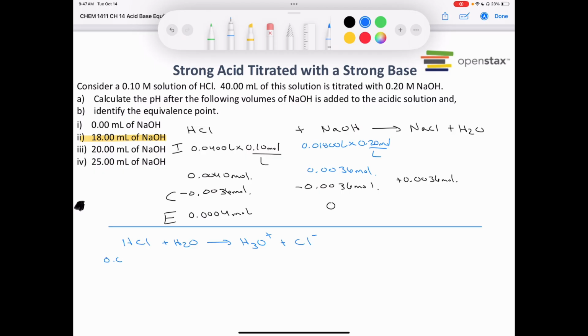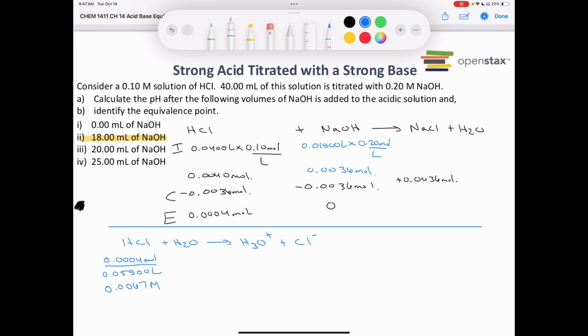Well, we have 0.0004 moles, but what's our total volume? Well, we have 40 plus 18, right? We added 40 mils of our HCl and 18 mils of our sodium hydroxide. So that makes 58 milliliters. If we divide that by 1,000, we end up with 0.05800 liters.